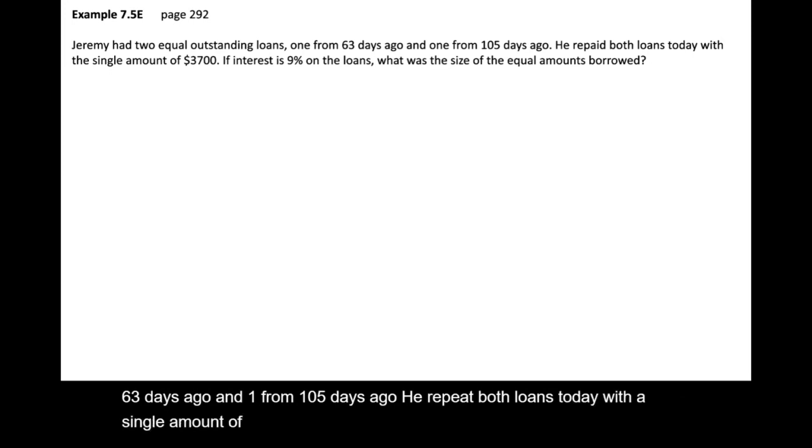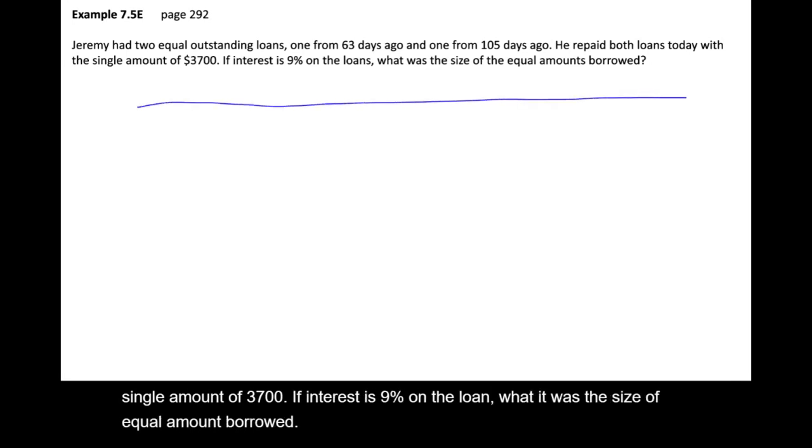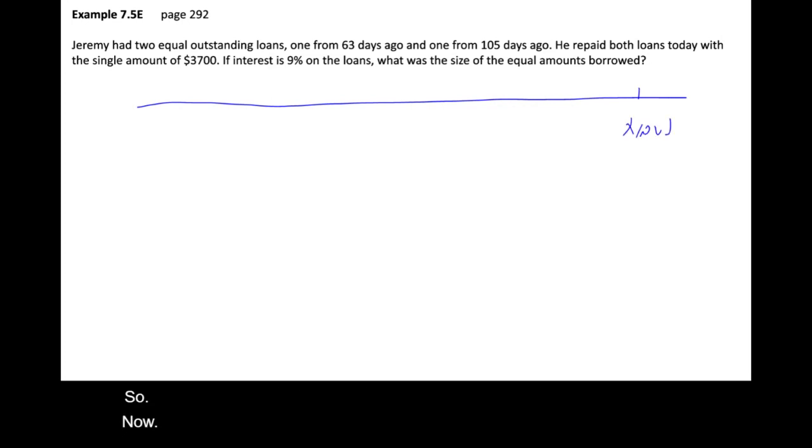So Jeremy had two equal outstanding loans, one from 63 days ago and one from 105 days ago. He repaid both loans today with a single amount of 3,700. If interest is 9% on the loan, what was the size of the equal amount borrowed? So now Jeremy pays 3,700. Okay, so 63 days ago I had a loan, and 105 days ago.